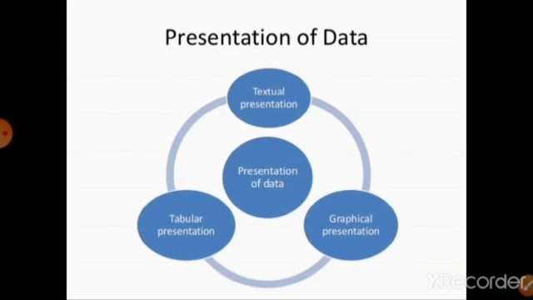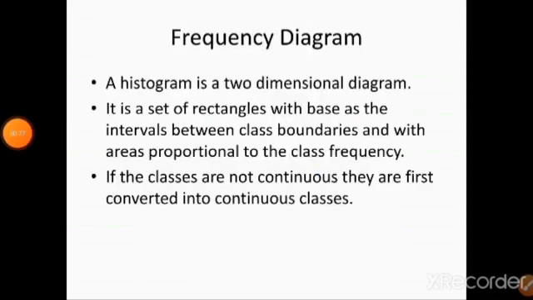In the chapter presentation of data, in the previous session we discussed the diagrammatic presentations. In that we discussed what is a bar diagram, the types of bar diagram, the pie chart, and how to calculate the pie chart. Next, we are going to see the frequency diagram. Frequency diagrams are mostly grouped in the form of frequency distributions and can be represented by histograms, frequency polygon and Ogive curve.